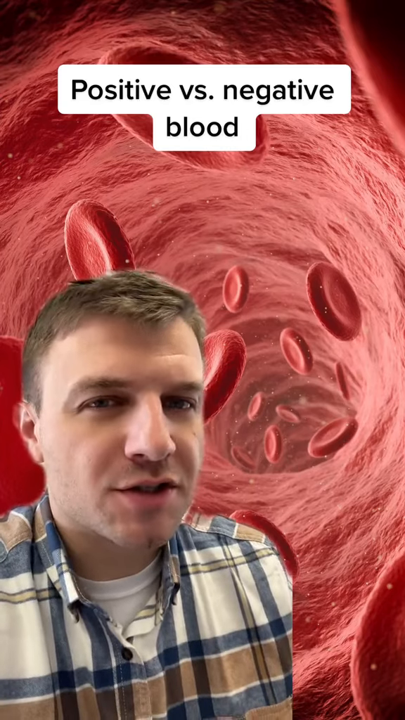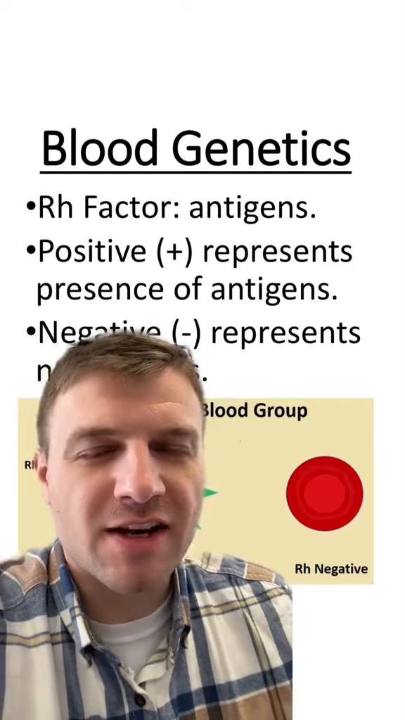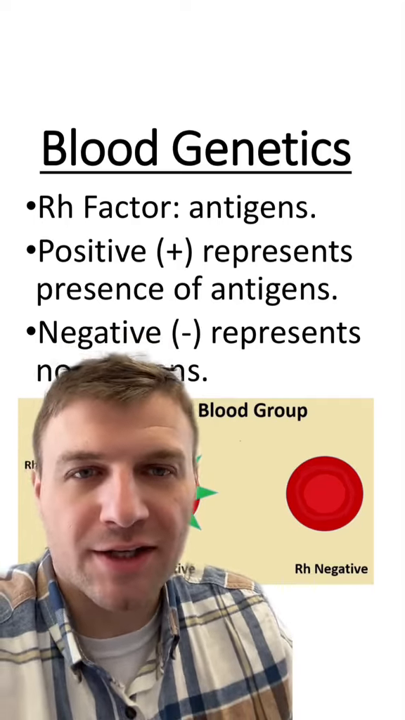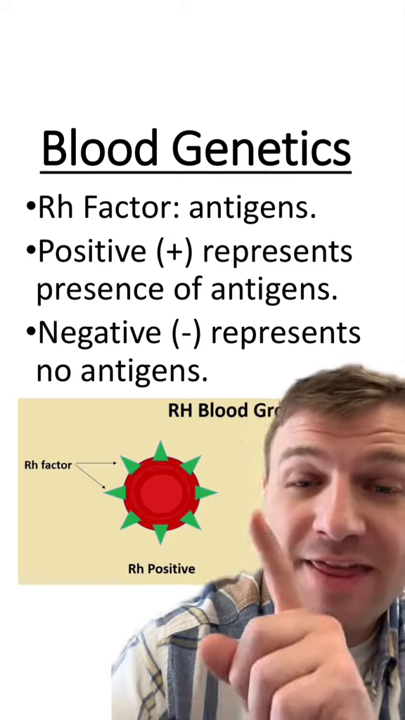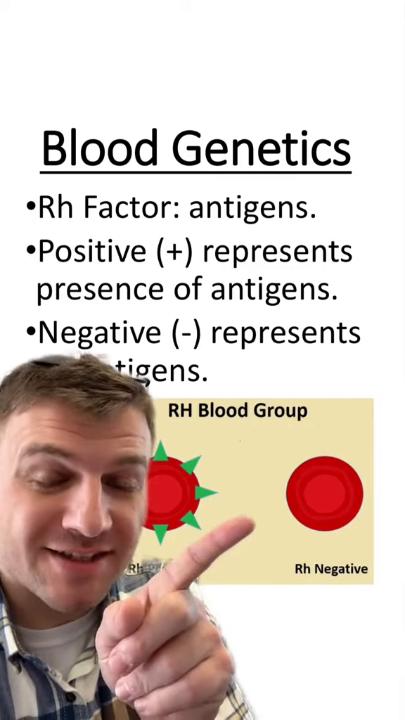When talking about a person's blood type, why do we have positive and negative blood? The positive and negatives refer to something called an Rh factor. These Rh factors are just more antigens found on the red blood cells. When a person has positive blood, they have these antigens. When a person has negative blood, they don't have these antigens.